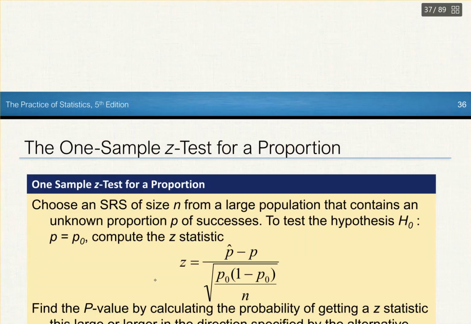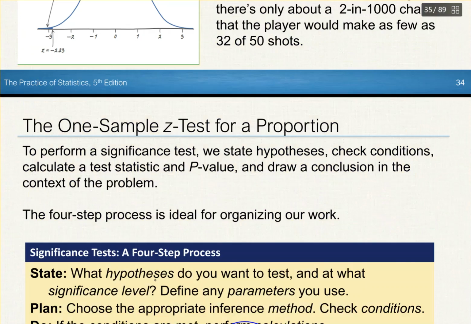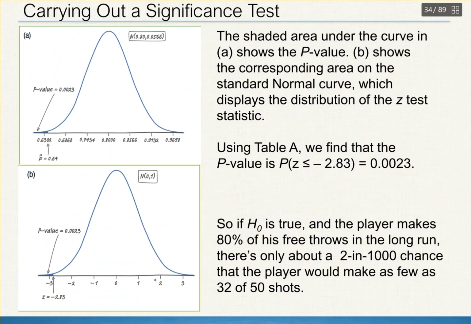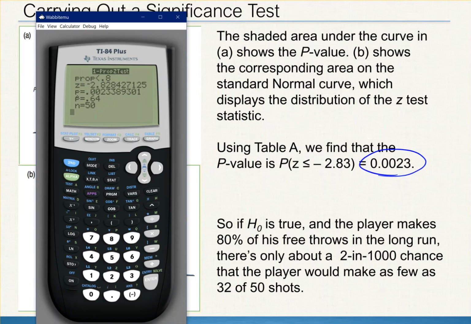Let me go back up to our example here. We saw that the p-value was 0.0023. And if we look at our calculator here, notice p-value 0.0023. And that basically sums up everything that we're doing in here as far as the calculation.